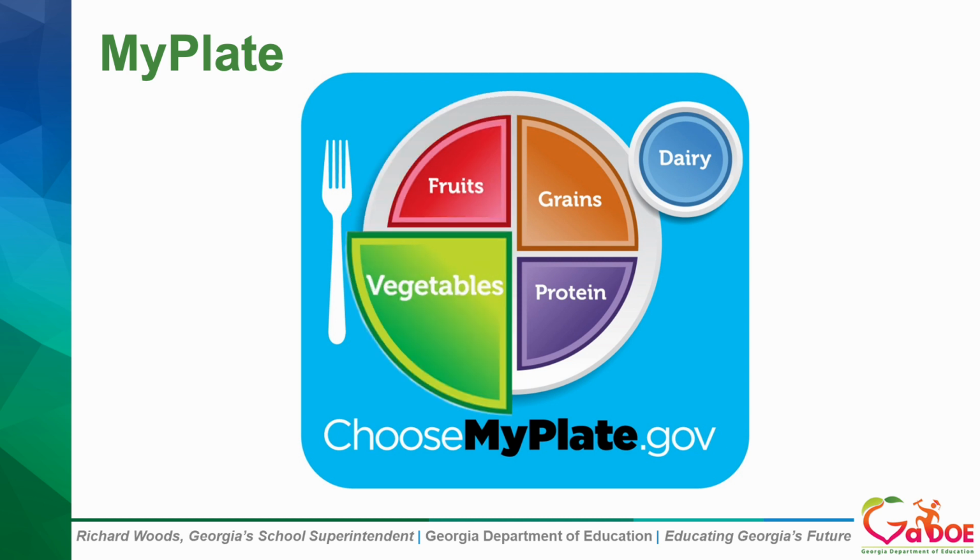Vary your veggies. Vegetables are divided into 5 subgroups: dark green vegetables, red and orange vegetables, legumes, which are beans and peas, starchy vegetables, and other vegetables. Choose vegetables from all subgroups.